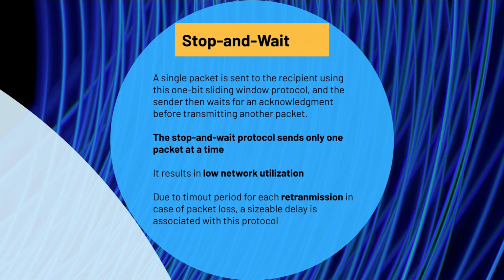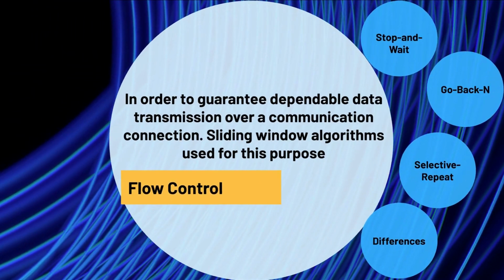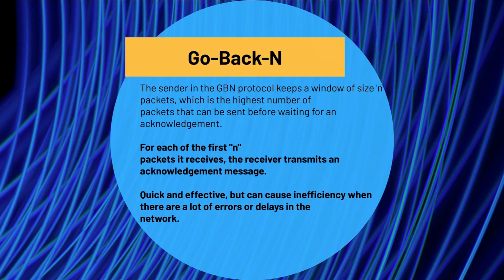Coming up next, we have go back n. The sender in the GBN protocol keeps a window of size n packets, which is the highest number of packets that can be sent before waiting for an acknowledgement. For each of the first n packets it receives, the receiver transmits an acknowledgement message. Quick and effective, but it can cause inefficiency when there are a lot of errors or delays in the network.